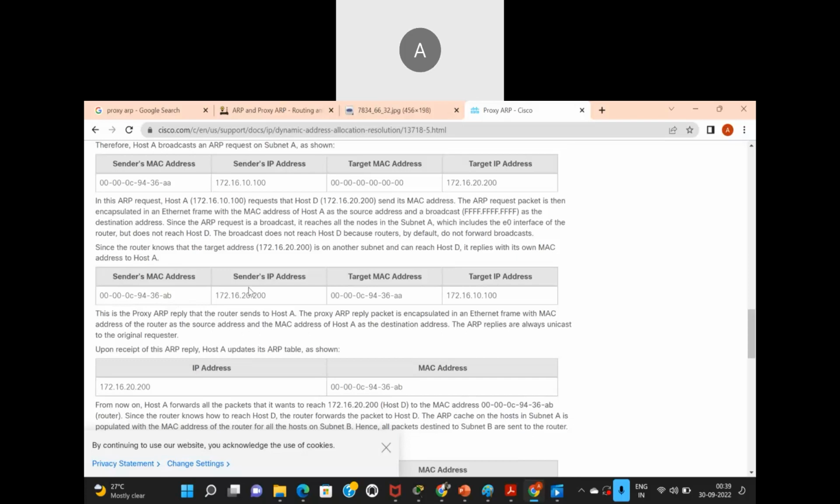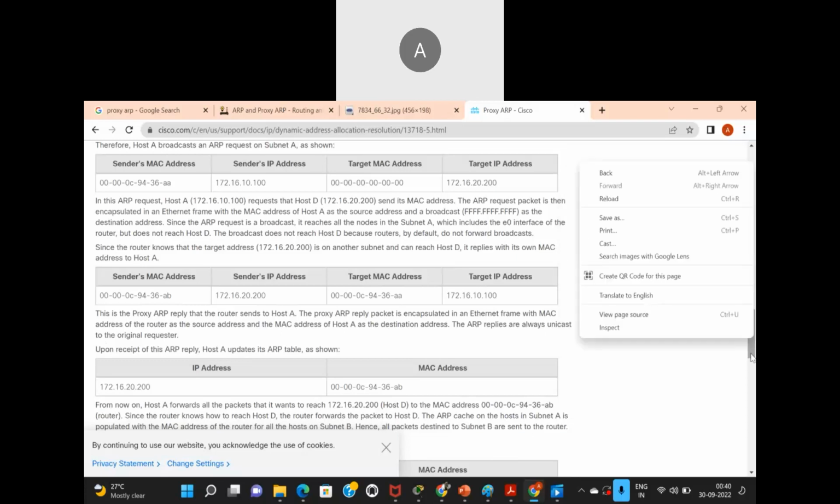It says this is the sender's IP address, this is target MAC, and it gives it out. This is the proxy ARP reply that the router sends to host A. The proxy ARP reply packet is encapsulated in an Ethernet frame with the MAC address of the router as source address, and the MAC address of host A as the destination address. ARP replies are always unicast to the original requester, and therefore it can reach.